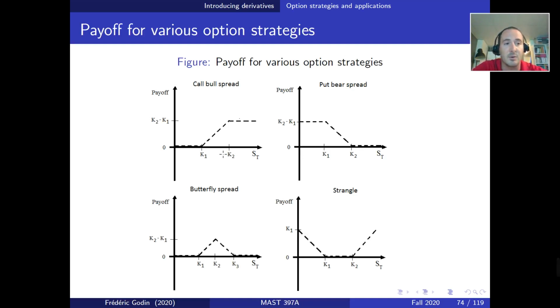So this strategy can be used for speculation because it provides a payoff if the price of the underlying asset goes up, and it doesn't provide a payoff otherwise. This allows speculating on a future increase in the market price of the underlying asset. So this is a call bull spread.